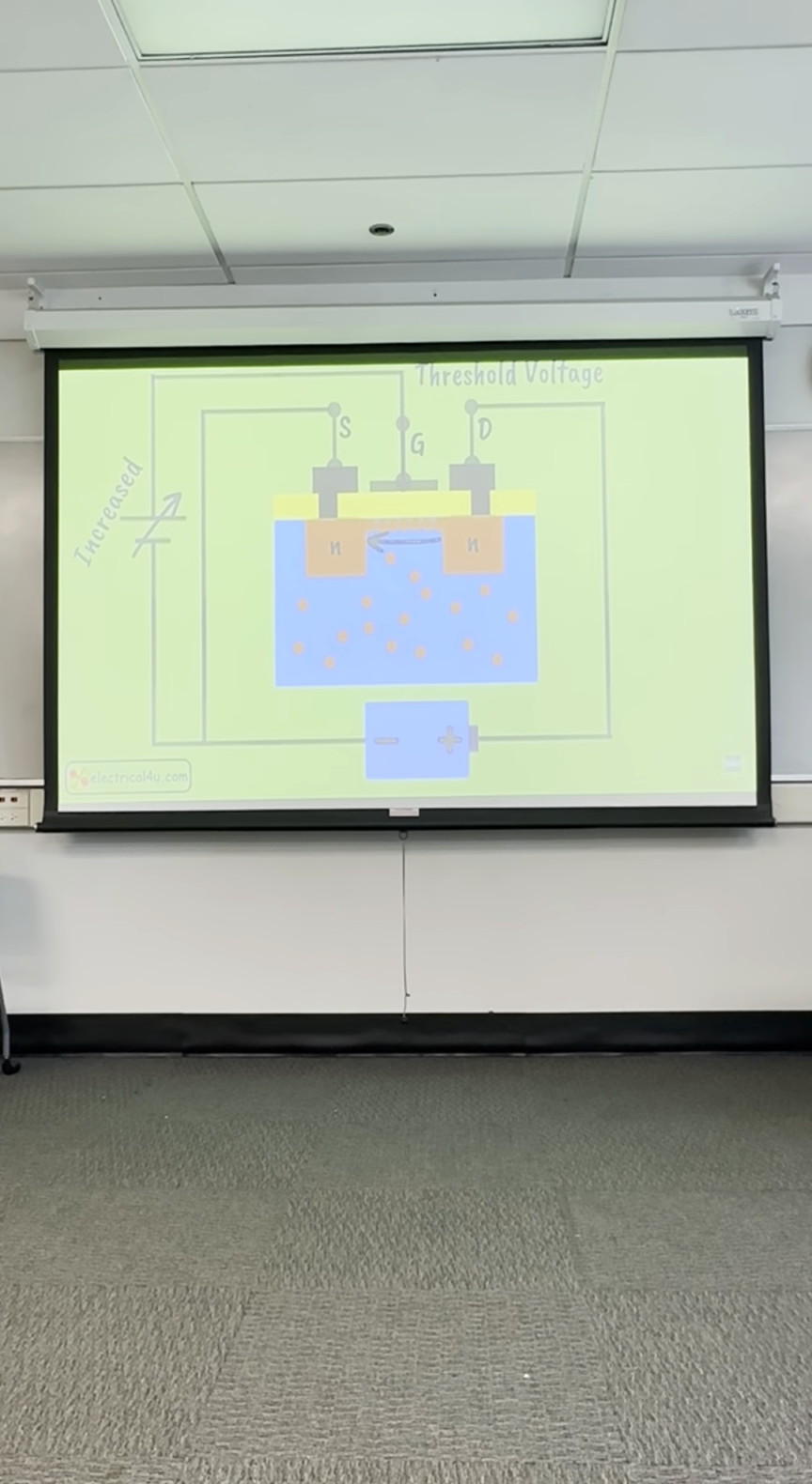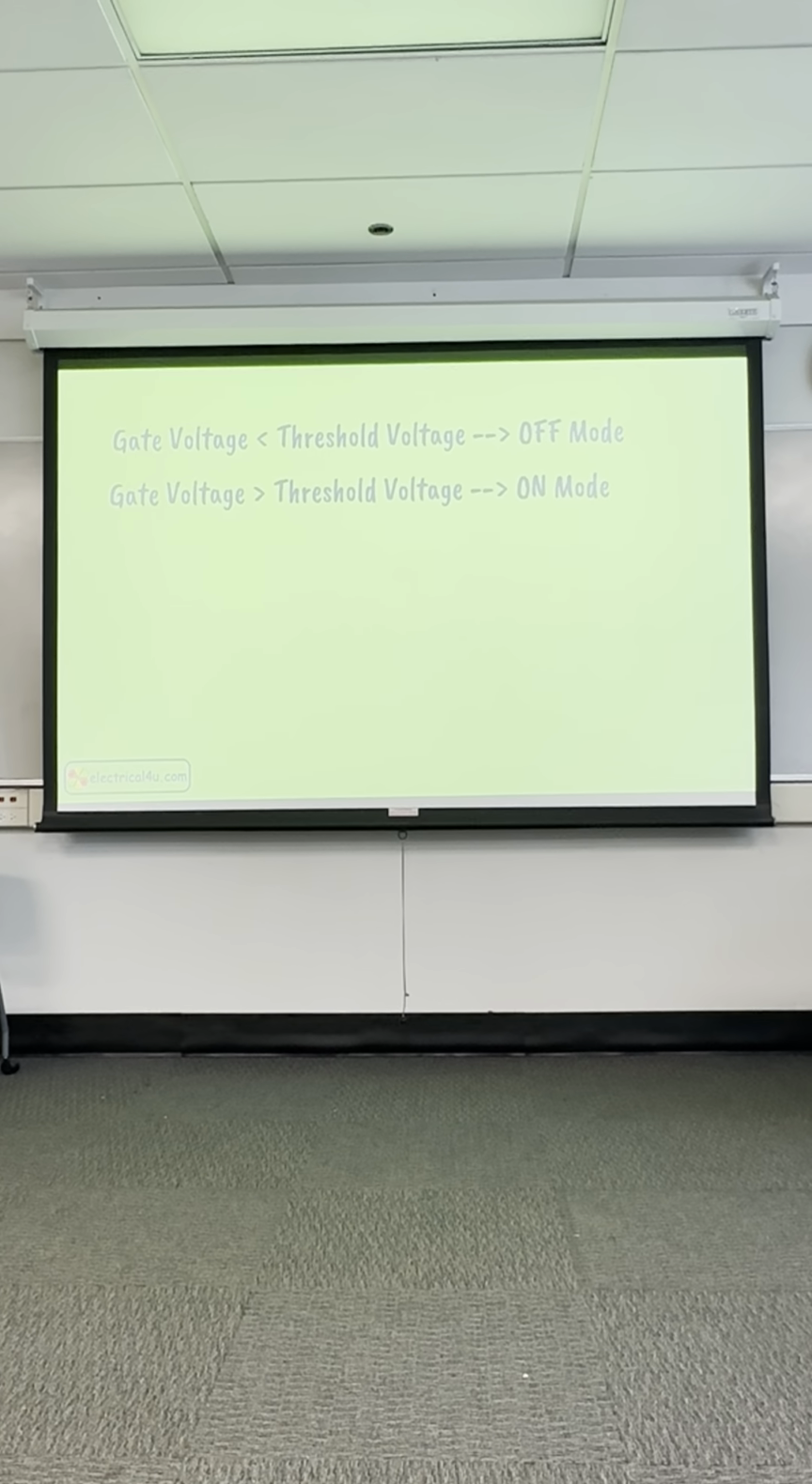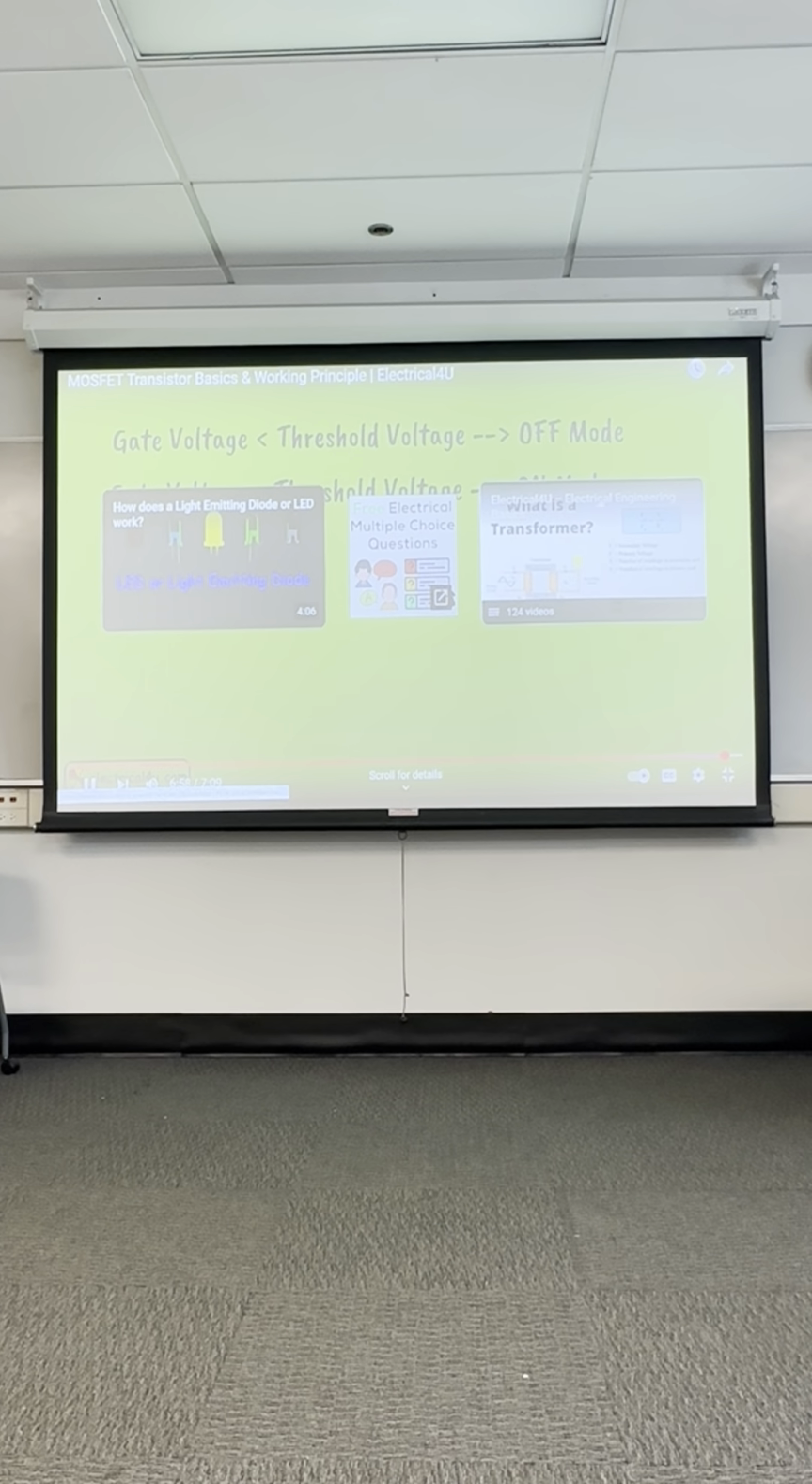So, below threshold voltage, the device will behave as non-conducting or in off mode. And for gate voltage greater than the threshold value, the device will be in conducting or on mode. So this type of MOSFET is suitably used as a gate-controlled switching device.